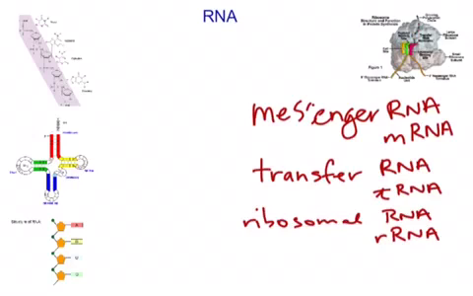So messenger and transfer RNAs are functional RNAs. They do something. And ribosomal RNA is a structural RNA. It actually makes up part of the structure of ribosomes, and that's where the name ribosome comes from, the presence of ribose sugar in the RNA of its structure. So ribosomes are made up of ribosomal RNA and protein.